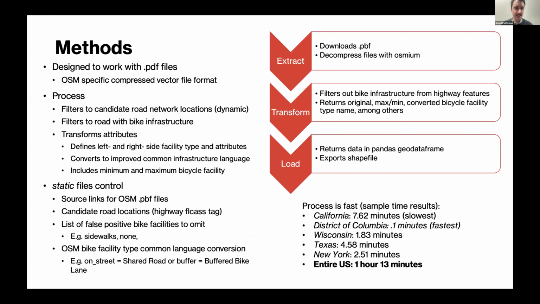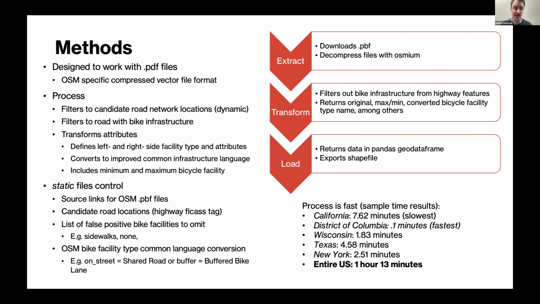The way that works is it basically starts with PBF files, basically the compressed OSM data. There's a process through which it filters out candidate roads, and that's dynamic based on what the user defines within a file. So it looks at the candidate roads, it filters out the bike infrastructure, so it filters out all the false positives, and then transforms some of the attributes like I had described on the previous slide.